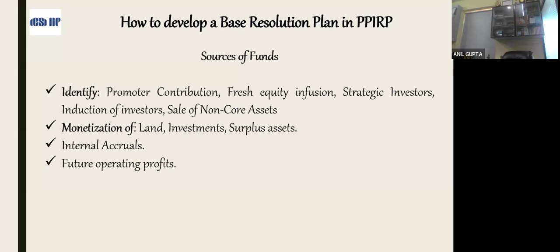Now, if PPIRP fails, is it CIRP or liquidation? If PPIRP fails, then automatically it will move to CIRP, with a fresh application. Even once a CIRP has failed, it won't automatically go to liquidation unless the financial creditor or operational creditor files an application in the NCLT for liquidation. A fresh application is required. Here also, once PPIRP has failed, again the financial creditor or operational creditor has to file the application for CIRP.